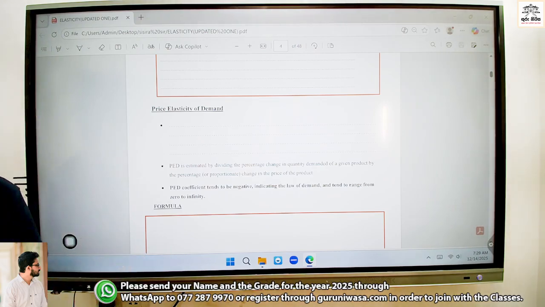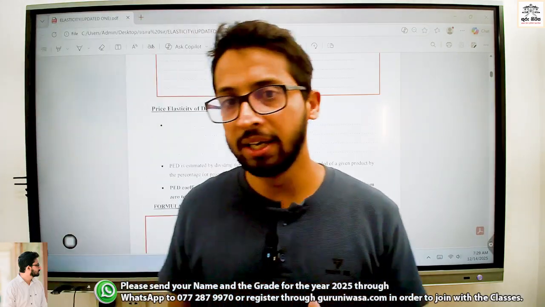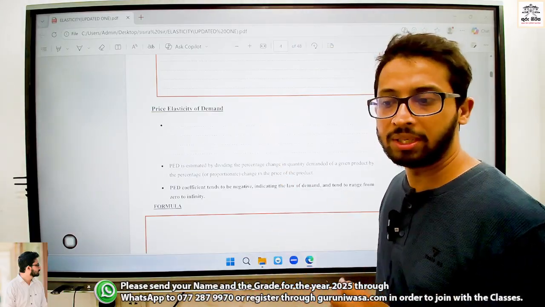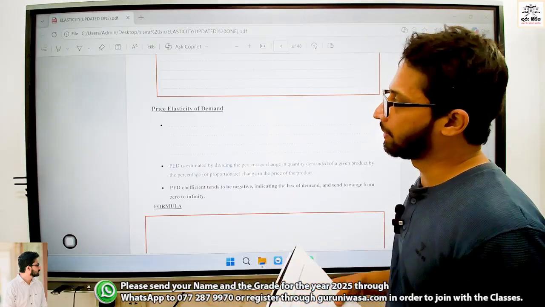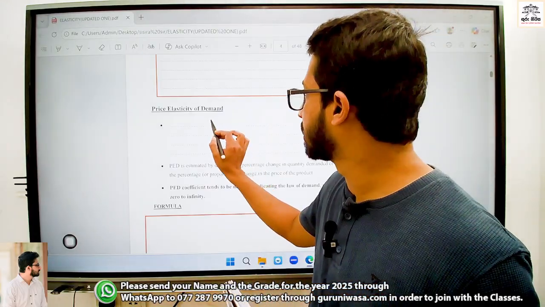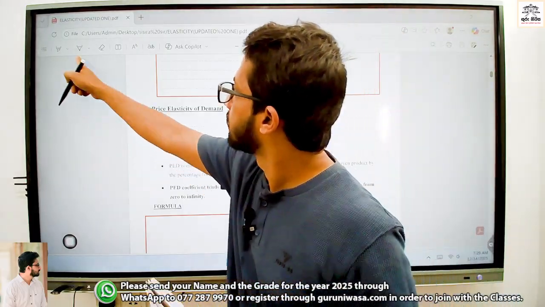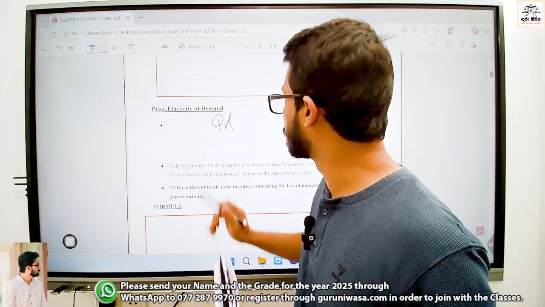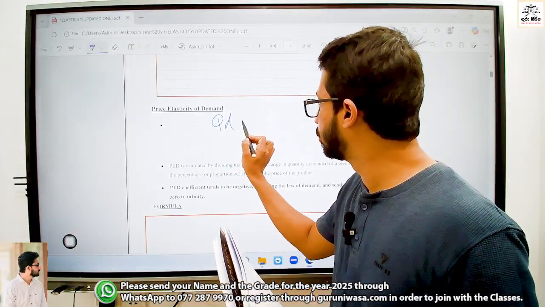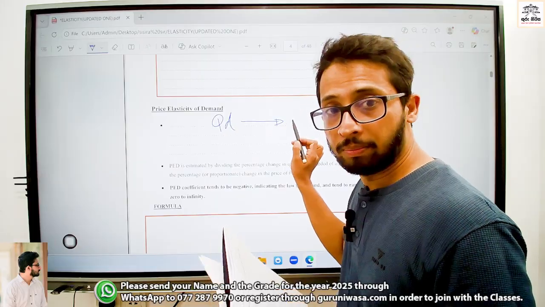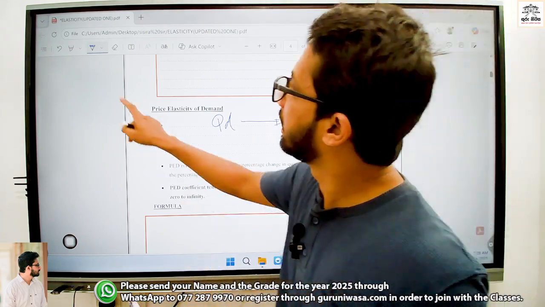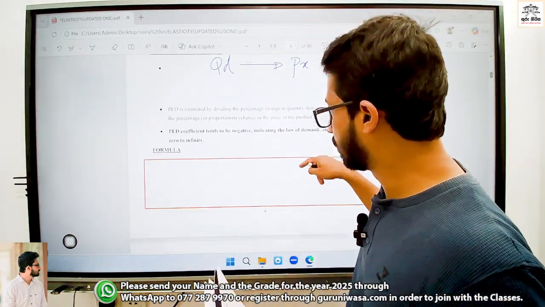Elasticity means it measures the responsiveness of quantity demanded. It measures the responsiveness of a dependent variable to a change in an independent variable. When it comes to price elasticity of demand, it measures the responsiveness of quantity demanded to a change in the price of the product. Then what is the original equation for calculating price elasticity of demand?